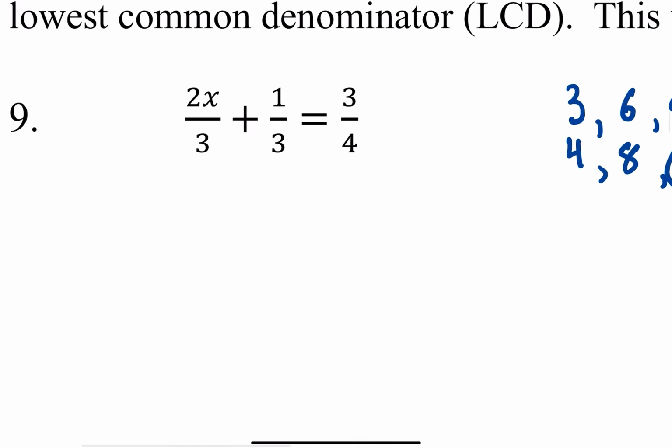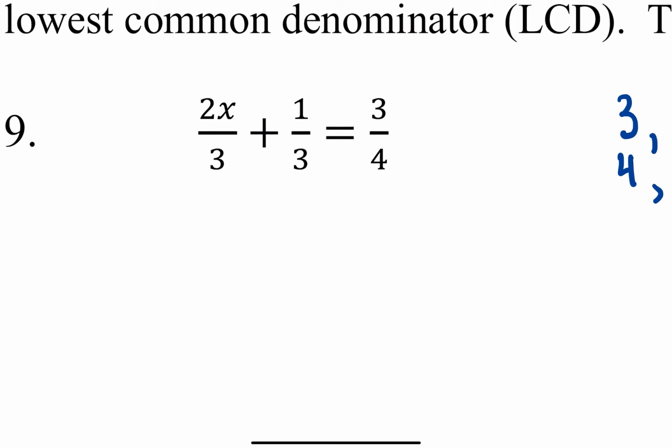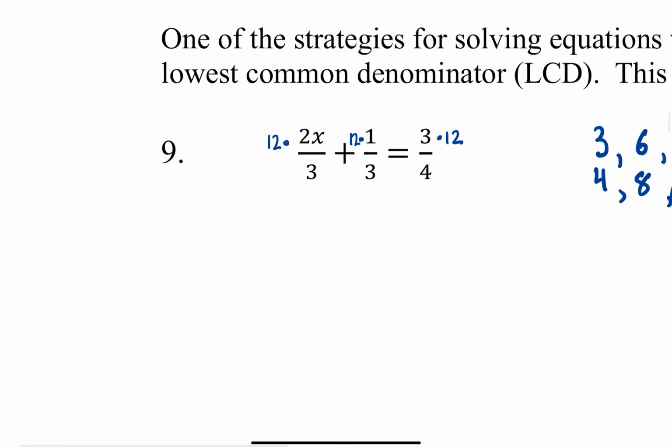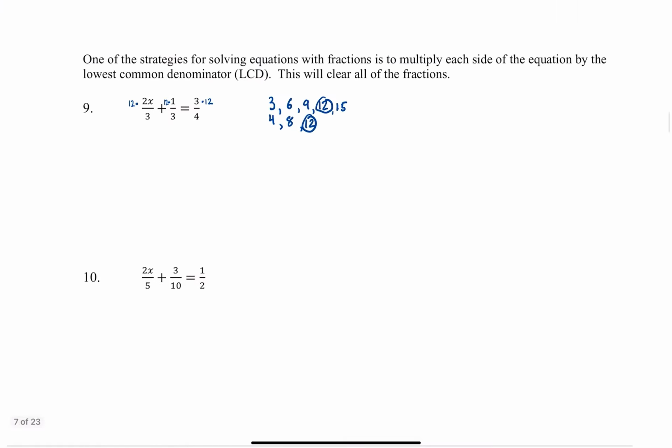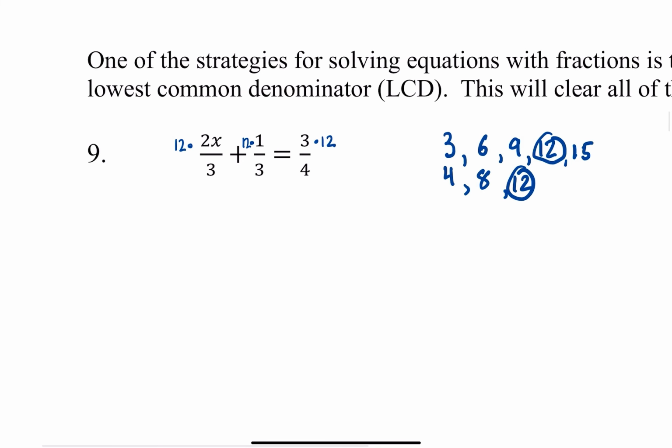So in the case of number 9, I need to multiply everything here by the LCD. Let me make my pen a little smaller. That'll work. So I need to multiply that by 12, I need to multiply that by 12, and I need to multiply that by 12. There's a couple different approaches you could take to simplify these, as long as you remember to simplify everything. But I think the most natural thing is to just multiply first.